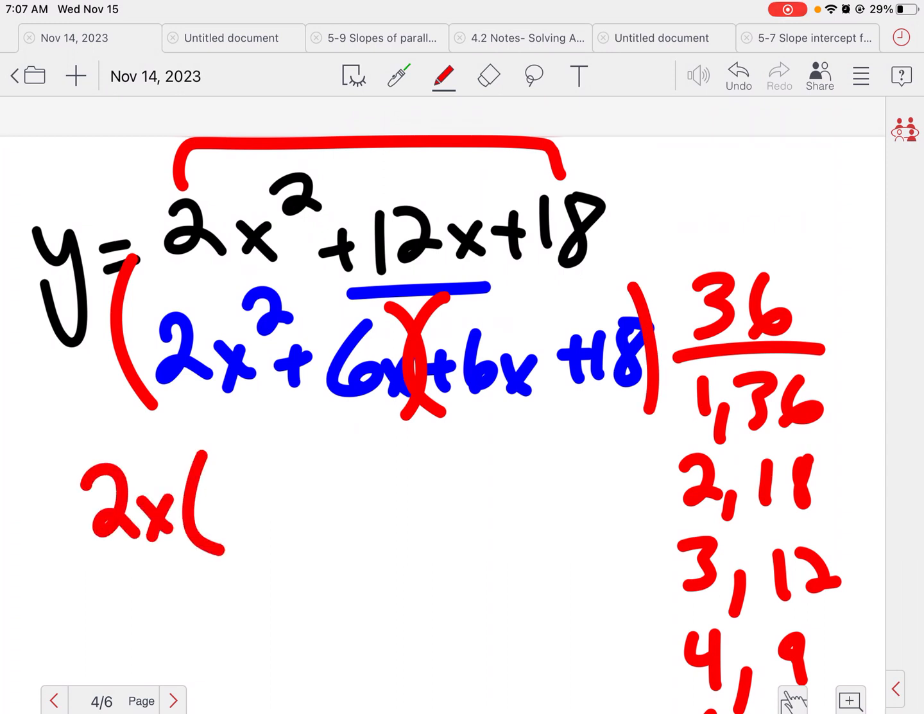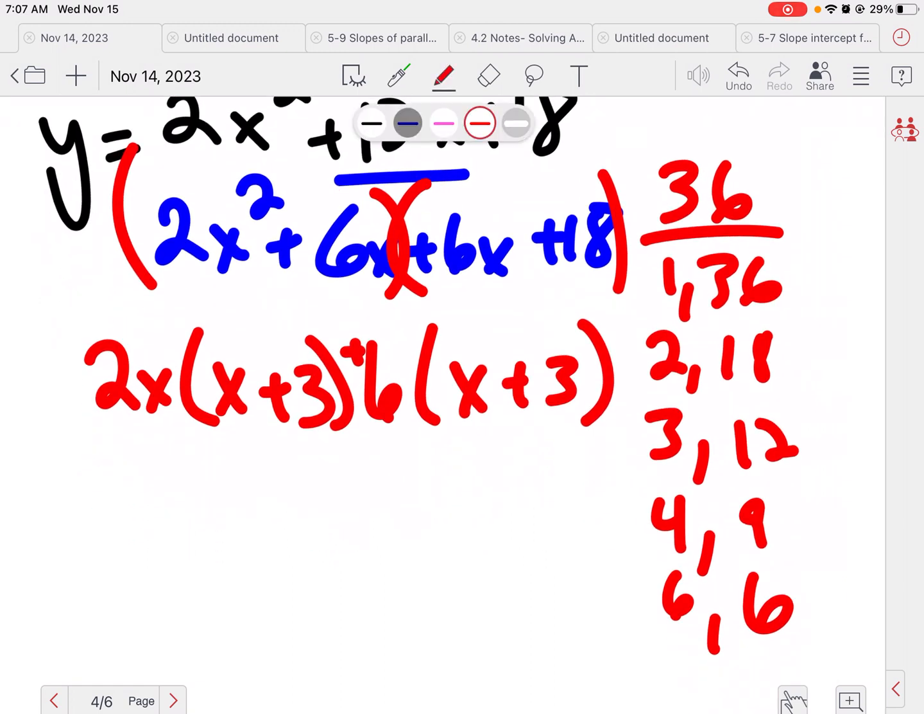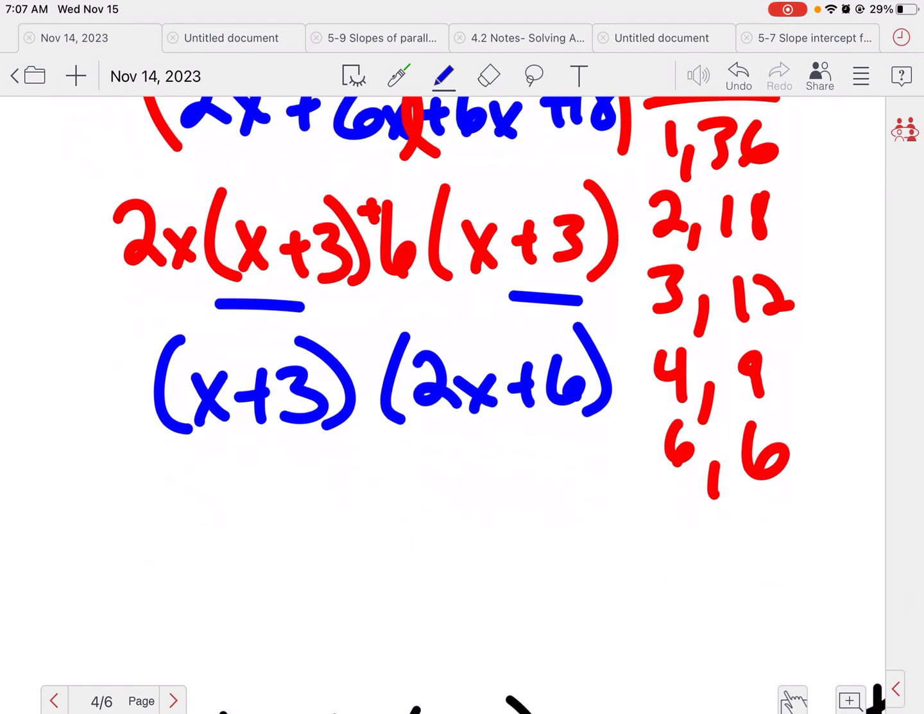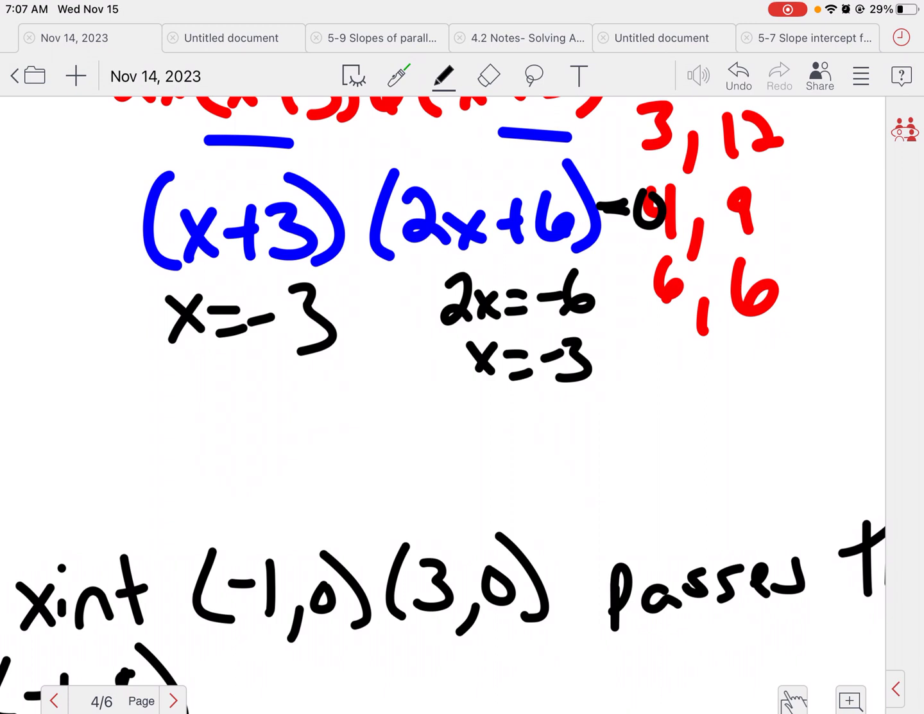So we can pull out a 2x, which leaves me with x plus 3. We can pull out a 6, which is x plus 3. These are in common, so we're going to be left with x plus 3 times 2x plus 6. We're going to set each of those equal to 0, so we have x equals negative 3. If I set this one equal to 0, I'd have 2x equals negative 6, x equals negative 3. So they're both negative 3.